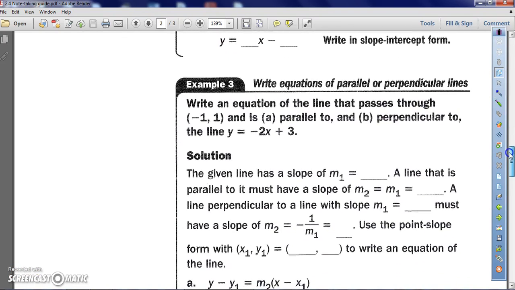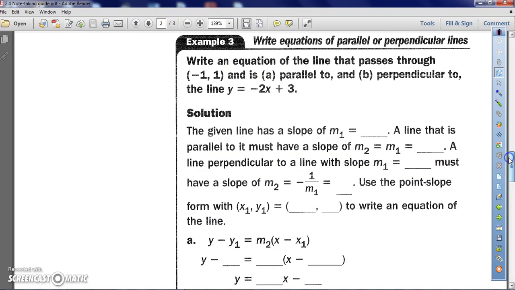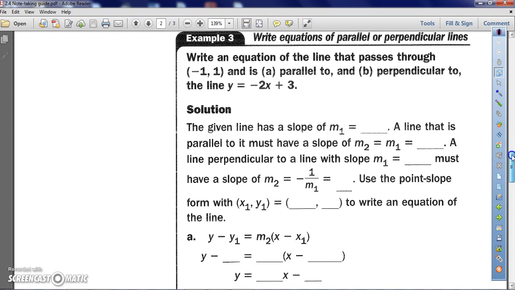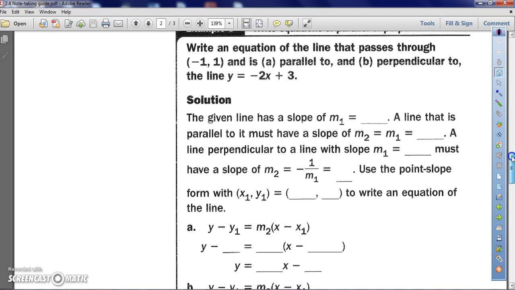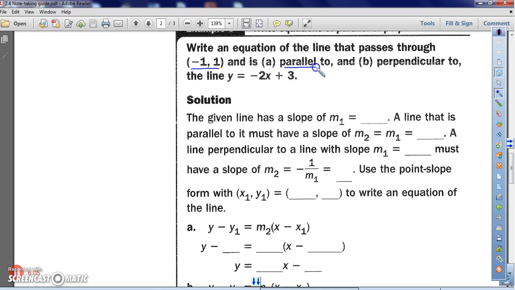All right, let's take a look at example 3. It says write equations of parallel or perpendicular lines. Now in this problem it says write an equation of a line that passes through a given point. My point is negative 1, 1 and is first of all parallel to this equation, and then secondly is perpendicular to this equation. So we're actually going to have two problems here.